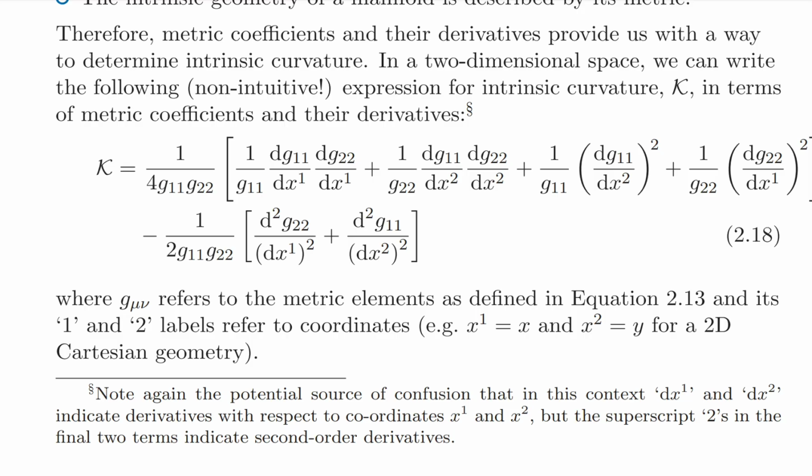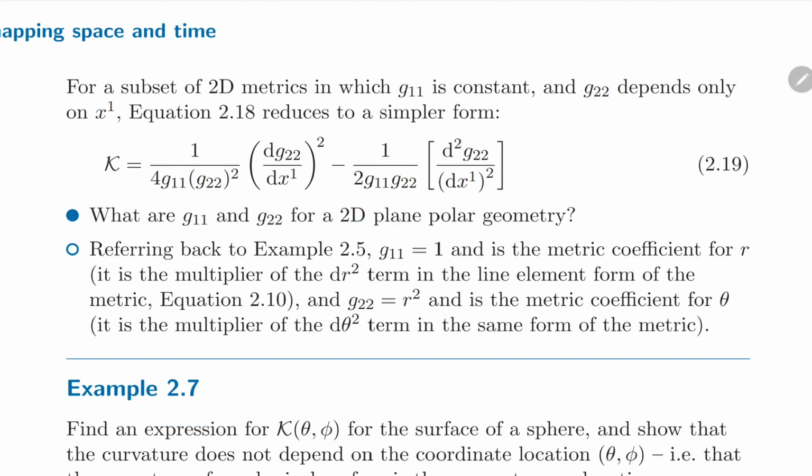The expression for intrinsic curvature K in terms of metric coefficients and their derivatives is: K equals equation 2.18, where g mu mu refers to the metric elements as defined in equation 2.13, and its 1 and 2 labels refer to coordinates x1 equals x, x2 equals y for a 2D Cartesian geometry. For a subset of 2D metrics in which G11 is constant and G22 depends only on x1, equation 2.18 reduces to a simpler form, K equals 1 over, equation 2.19.